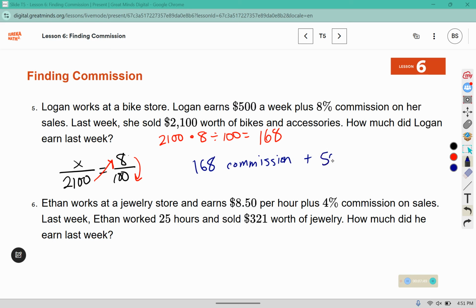Plus the $500 that she regularly earns per week is $668 of earnings last week.